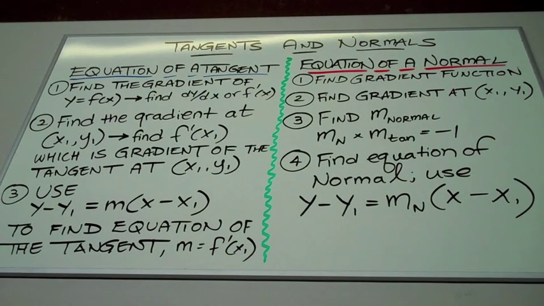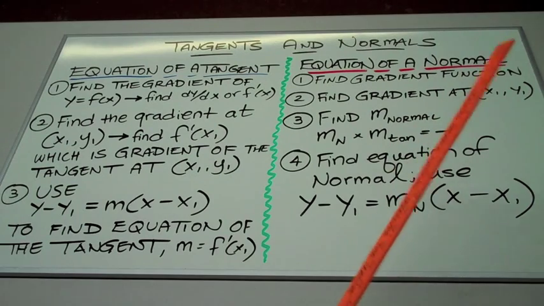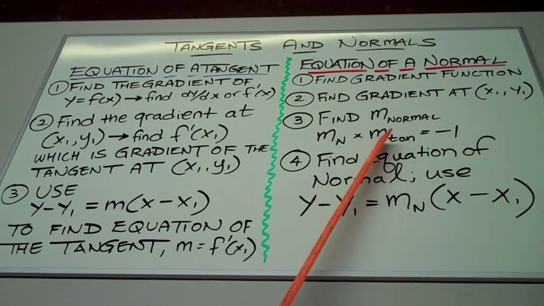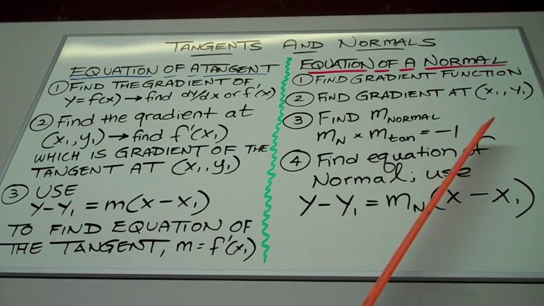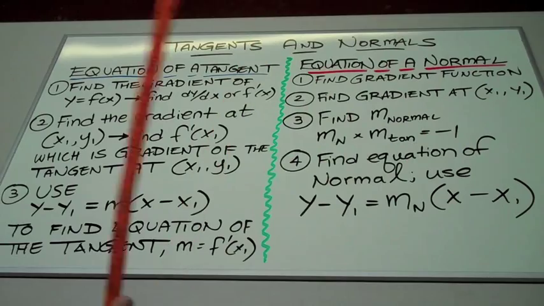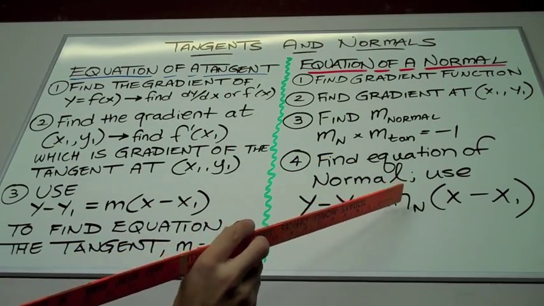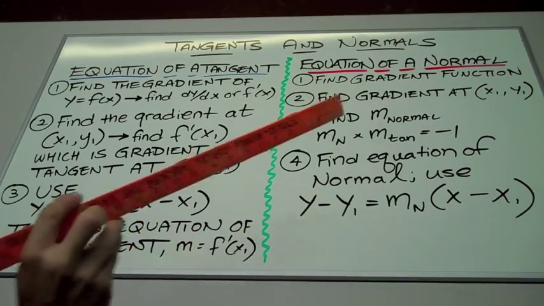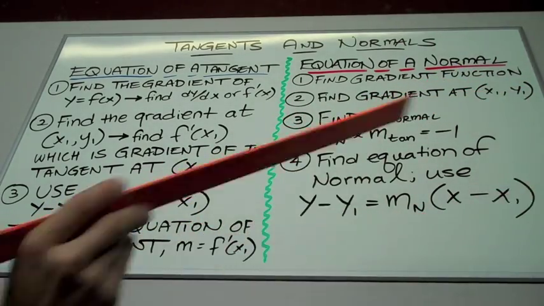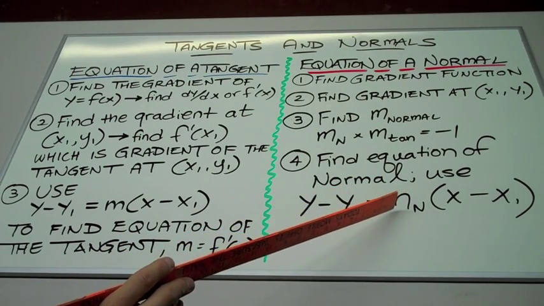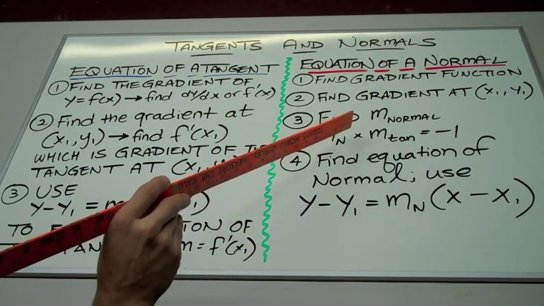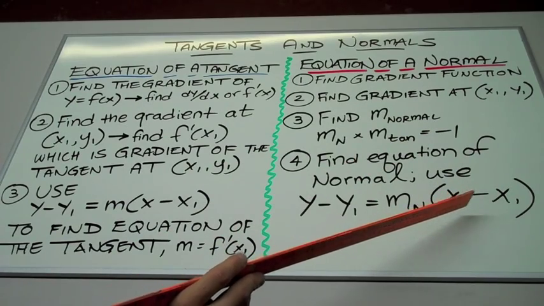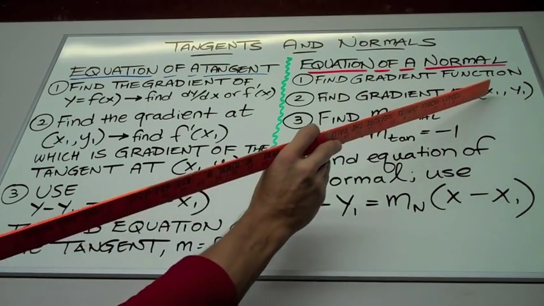You have to use the fact that they're perpendicular, which means the product of the slope of the normal and the tangent is -1. So m normal times m tangent equals -1. You can solve a very simple algebra equation to come up with m normal. And finally, use that m normal in your point slope equation. y, that's the general y, minus y1, which comes from x1, y1, is equal to the slope of the normal, which you found in this step, times the quantity general x minus x1, which is part of the given point.